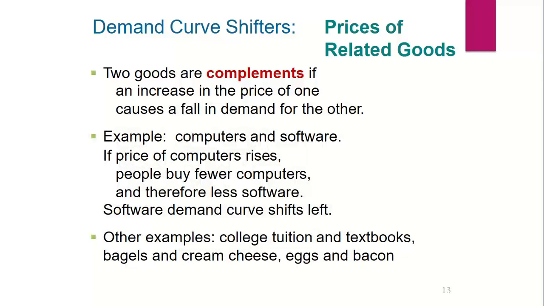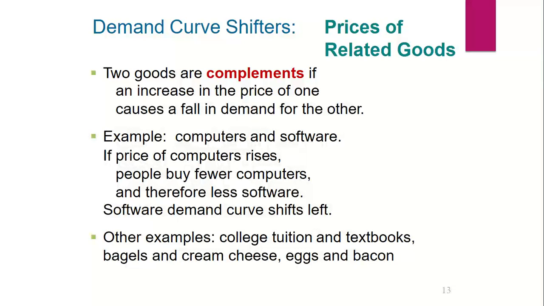Demand curve shifters: prices of related goods. Two goods are complements if an increase in the price of one causes a fall in demand for the other. For example, computers and software. If the price of computers rises, people buy fewer computers and therefore less software. Software demand curve shifts left.